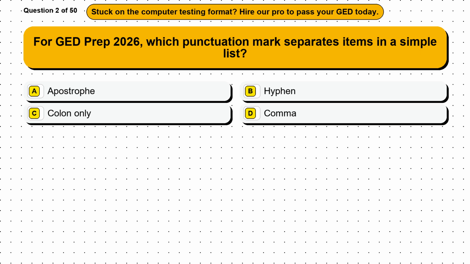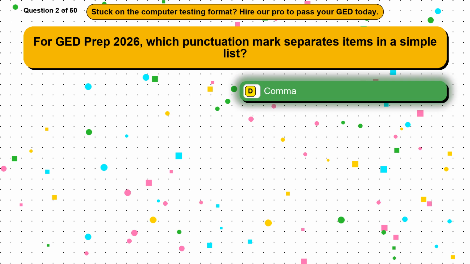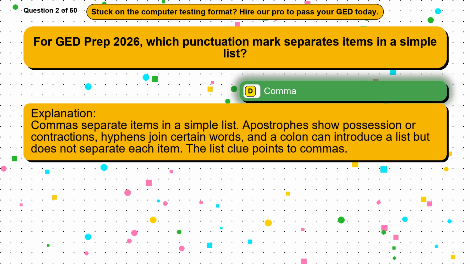Question 2. For GED Prep 2026, which punctuation mark separates items in a simple list? Option A, apostrophe. Option B, hyphen. Option C, colon only. Option D, comma. The correct answer is option D. Comma. Commas separate items in a simple list. Apostrophes show possession or contractions, hyphens join certain words, and a colon can introduce a list but does not separate each item. The list clue points to commas.